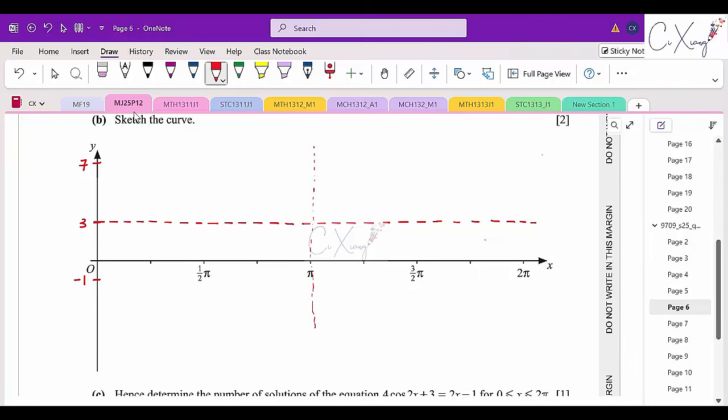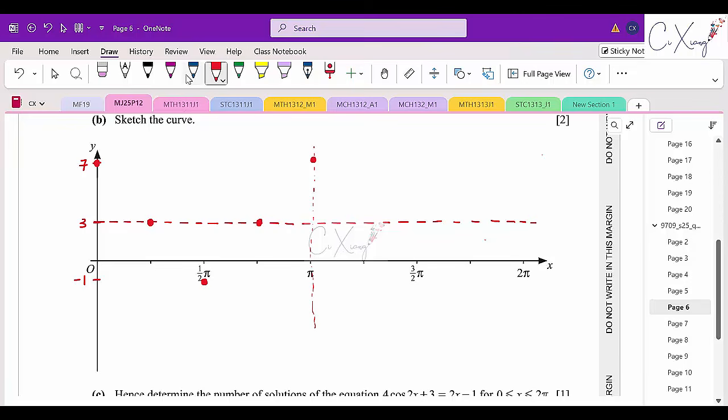The very first value of the first cycle should start from 7, the maximum point. Then it comes to the center line, which is 3, at pi over 4. Then it comes to the minimum point, which is -1, at pi over 2. It goes back up to the center line at 3 pi over 4, then back to the maximum point at pi. So this is one complete cycle of the cos graph here.